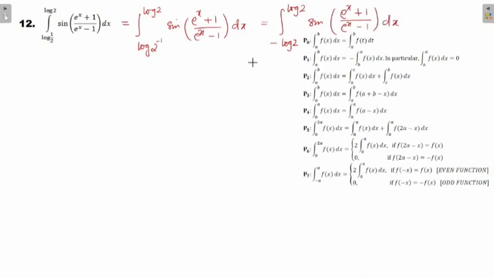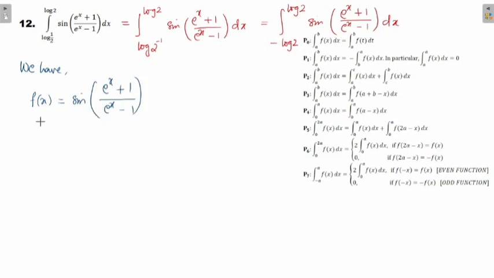So we have got this integrand with us. Now, if you call this a, this becomes minus a to a. So we will again go for P7. We have f(x) given to be equal to sine of (e to the power x plus 1) divided by (e to the power x minus 1). Be very careful with this calculation.